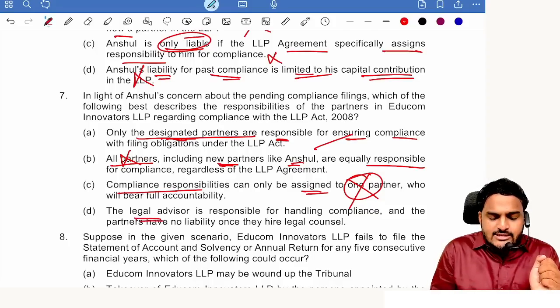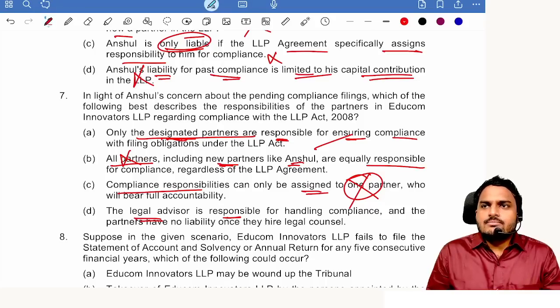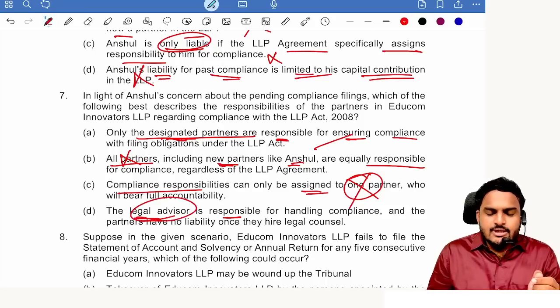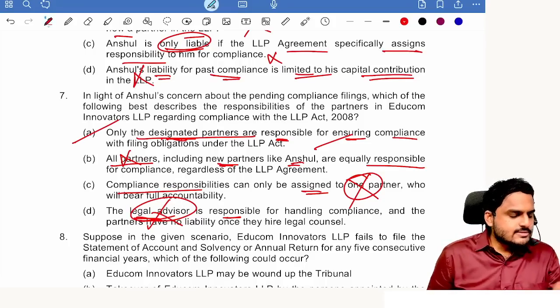The legal advisor is responsible. LLP partner placing punishment on the legal advisor. This is also an incorrect option. Which is the correct option? A. No need to read the case scenario for this.